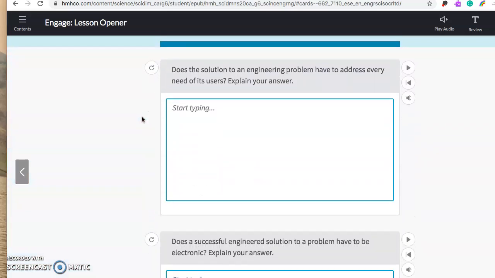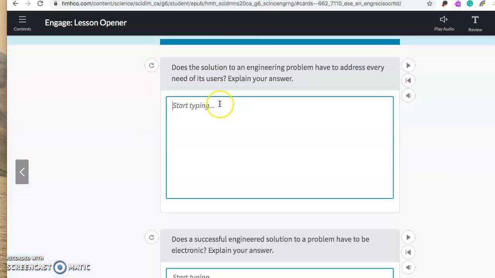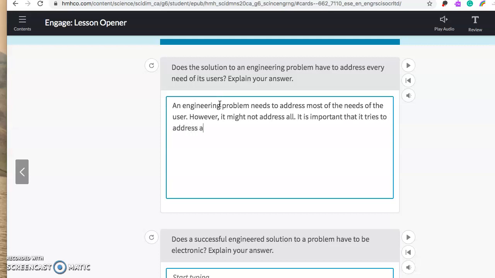Scroll down. Does the solution to an engineering problem have to address every need of its users? Explain your answers. This is an opinion. So an engineering problem needs to address most of the needs of the user. However, it might not address all. It is important that it tries to address as many problems as possible.